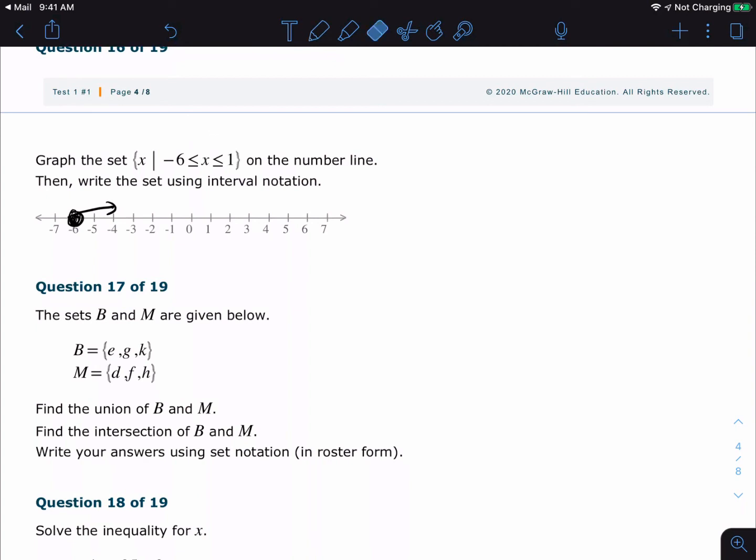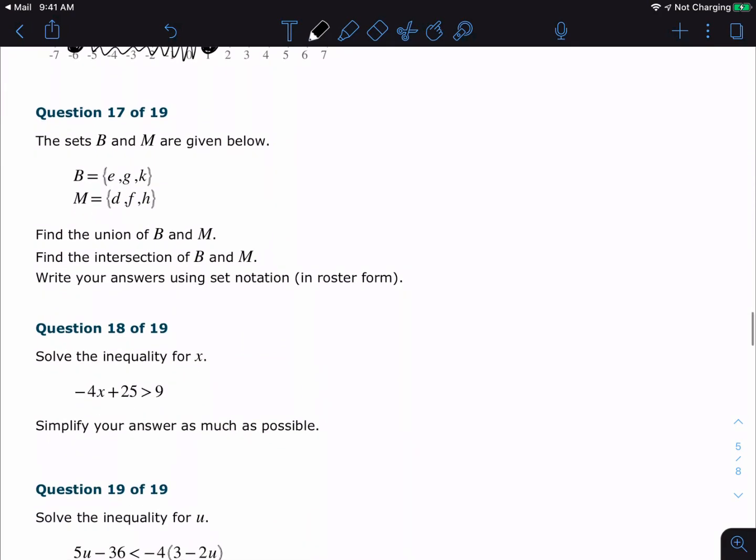Now, to do the other one, I'm going to ignore this side. It says it's a filled-in circle at 1. Since the variable is on the left, it's pointing in the direction that I'm supposed to go. So I need to go this way with it. Okay? And so this ends up being my shaded area. All right. Let's go on to 17.